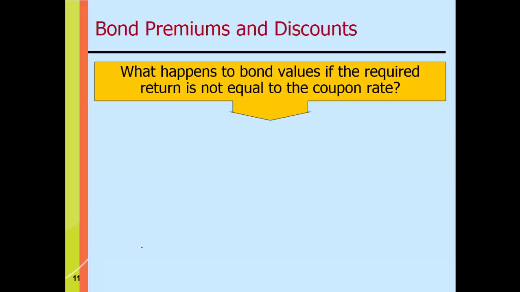Okay, premiums and discounts. It can and often does happen that the coupon rate will vary from the required return. And a note on this, when we say required return, that is similar to what we just mentioned with the discount rate.